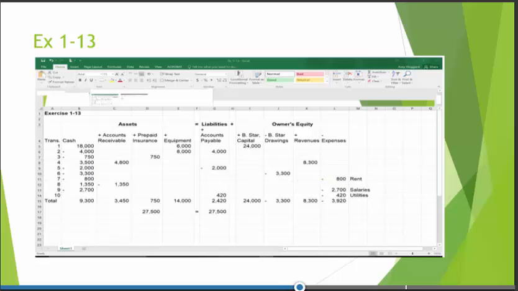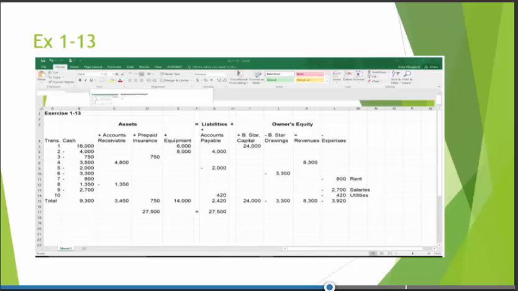Transaction 8, we have an increase in cash of $1,350 and a decrease of accounts receivable of $1,350. So we would have collected $1,350 from our customers who had accounts receivable. They owed us $1,350. They've now paid us, so we increase the cash, but accounts receivable decreases because they no longer owe us this money.